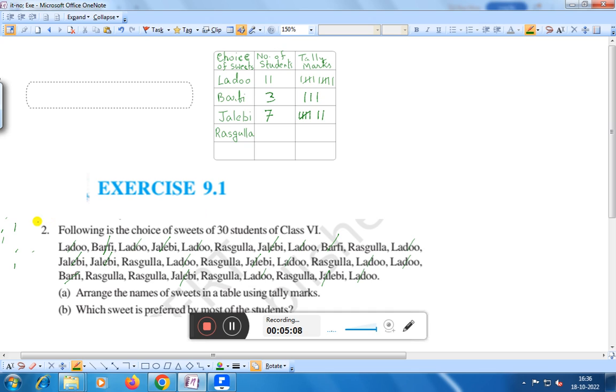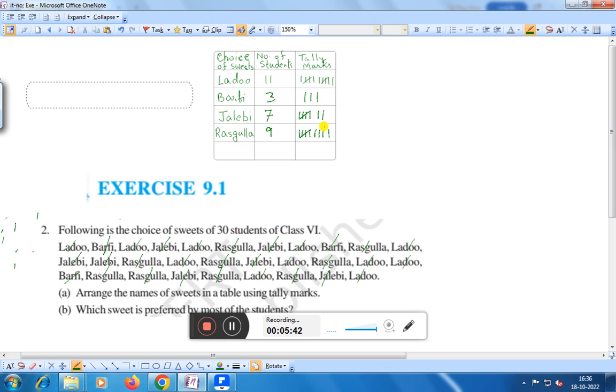We have to count Rasgulla also. Let us count: 1, 2, 3, 4, 5, 6, 7, 8, 9. The number of students is 9 and the tally marks are 1 2 3 4 5 6 7 8 9.